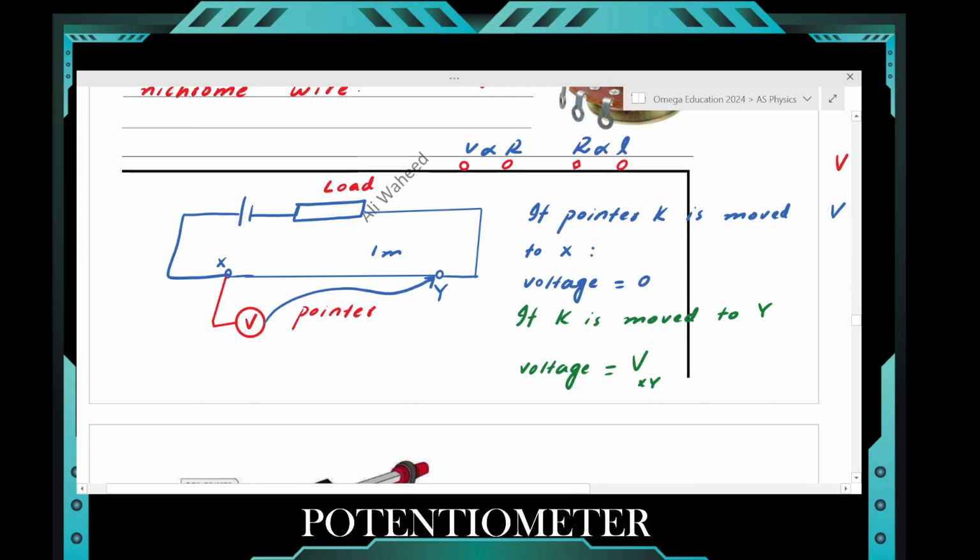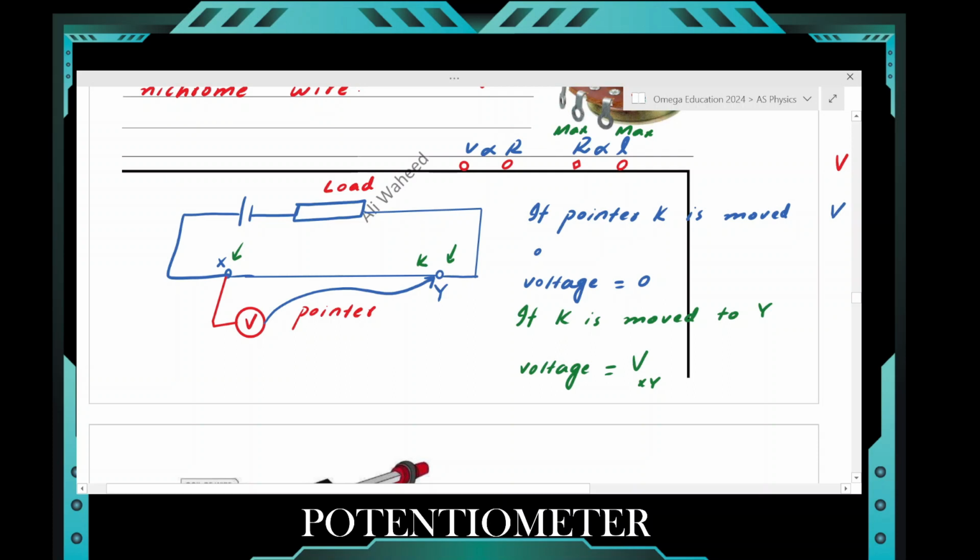Because this time around, you're using the entire length of the nichrome wire. You see, one point of the voltmeter is over here, the other terminal of the voltmeter is over here. So what does that mean? You have used the maximum length. Hence, you'll be facing the maximum resistance.